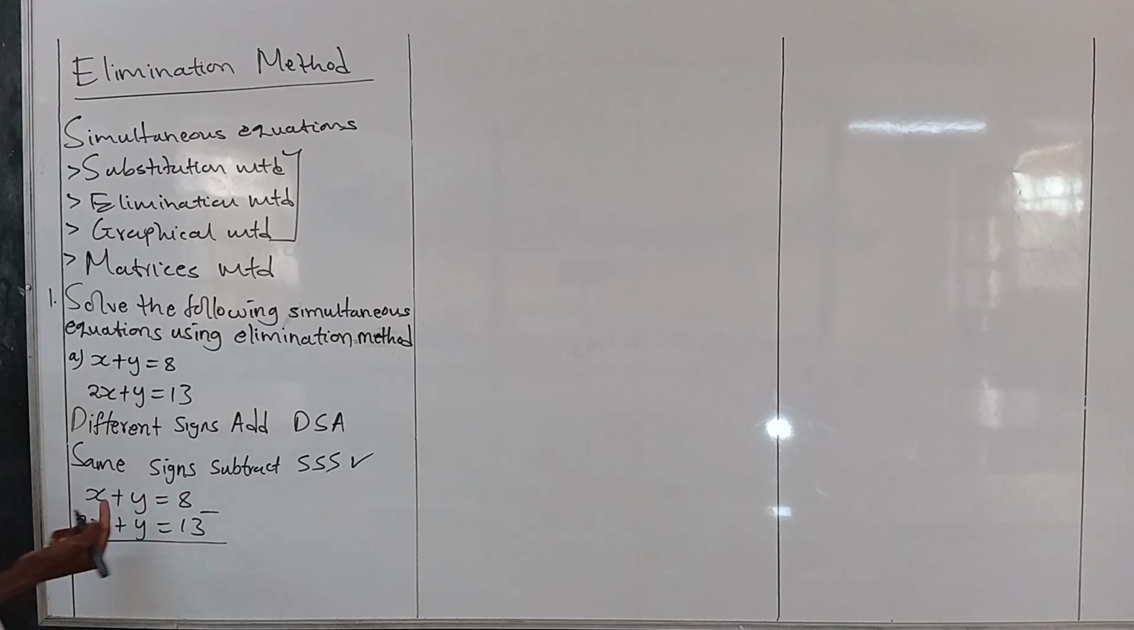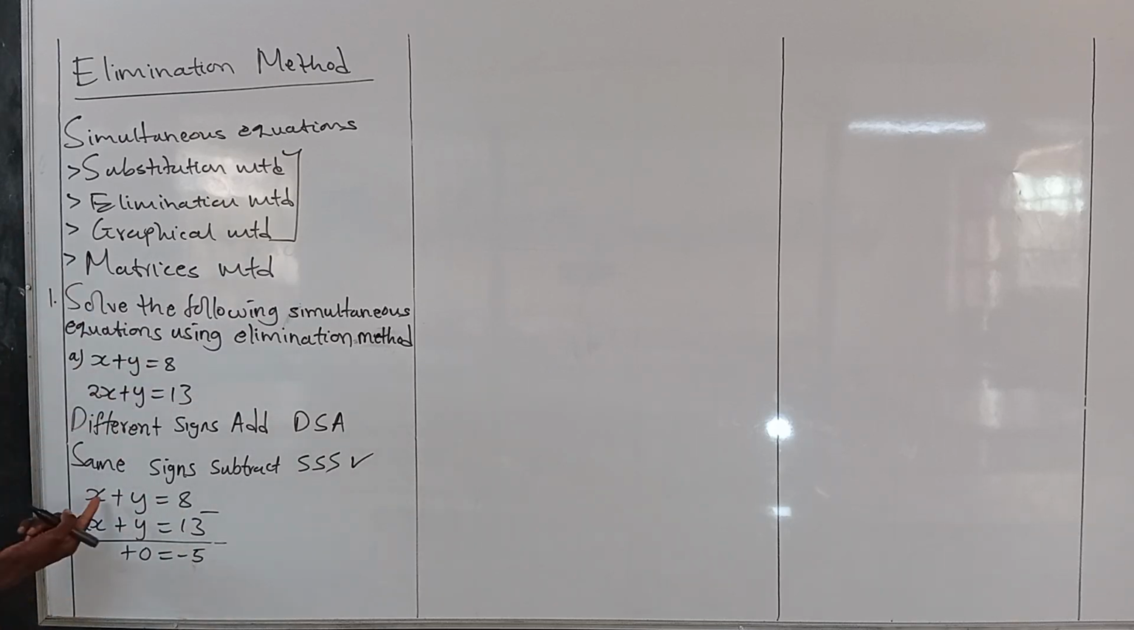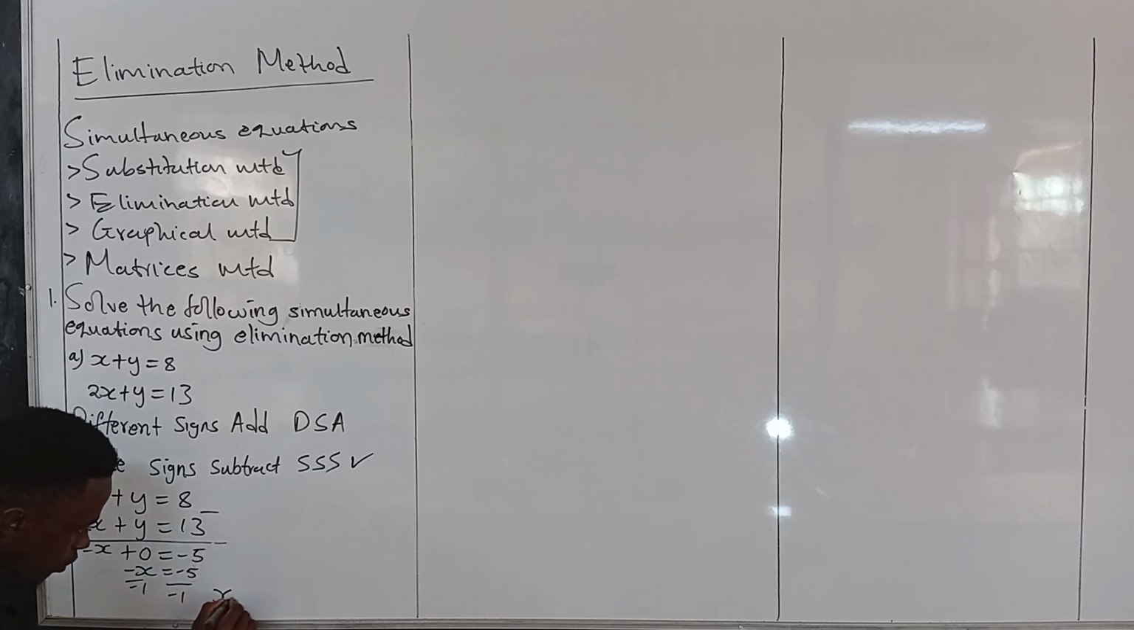So for example, here we are going to subtract 8 minus 13, which is negative 5. Y minus y is 0. And then x minus 2x is going to be minus x, because x is less than 2x. So it is going to give us minus x is equals to minus 5. Divided by negative 1, divided by negative 1, our value of x is equals to 5. Our value of x becomes 5.